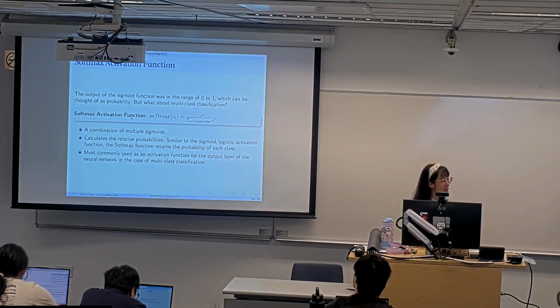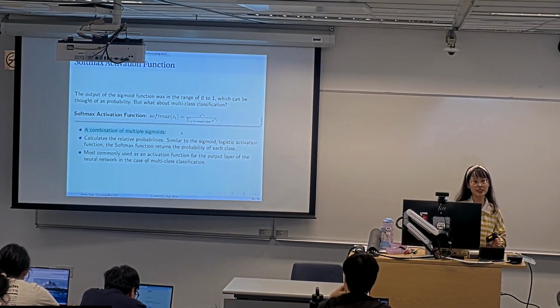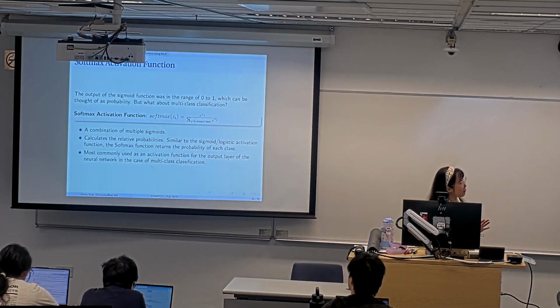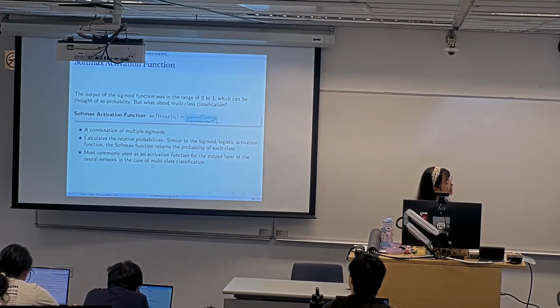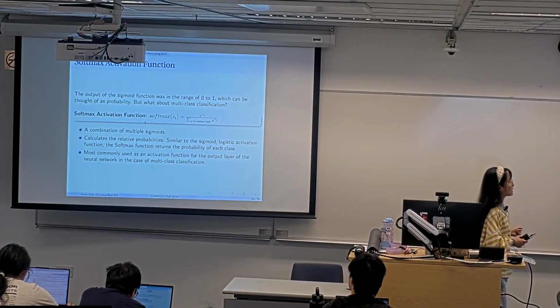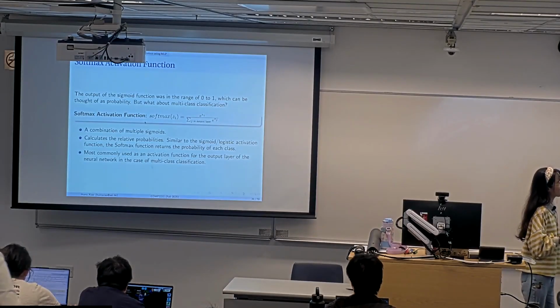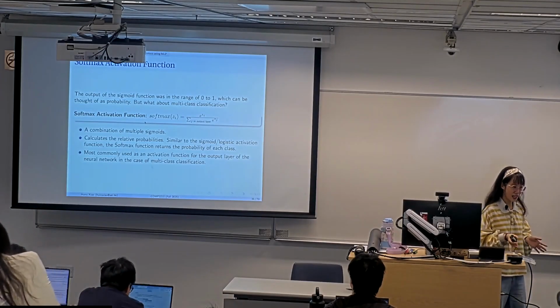You can regard softmax as a combination of multiple sigmoids. It looks very similar to sigmoid, right? Basically, 1 divided by 1 plus the exponential of negative z. But somehow we have these multiple sigmoids, and we have to combine them up. We have to do some normalization. That's why the denominator is this sum term. It's a normalization term. We regard it as a combination of multiple sigmoids, and it calculates the relative probabilities. So it's similar to the sigmoid activation function. It returns the probability of each class.